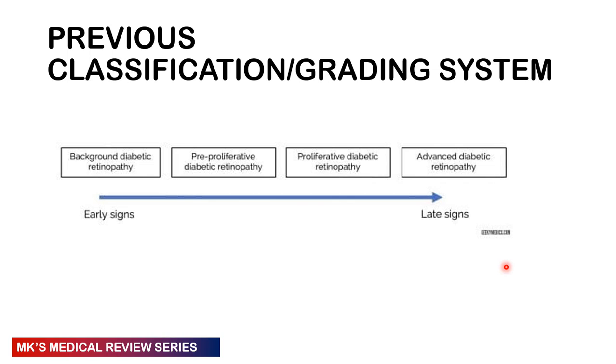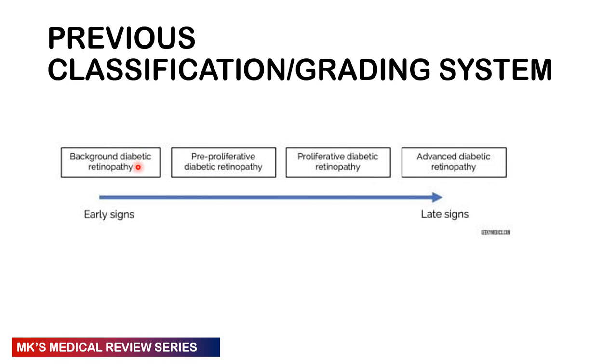So previously, the grading system was divided as follows, and most medical schools will teach you this, but there is a newer grading system that we are now currently using. So previously, we used to divide it into 4 main stages, from early signs to late signs. We had the background diabetic retinopathy. We have the pre-proliferative diabetic retinopathy. These two now have been merged together and put in a class which is known as non-proliferative diabetic retinopathy.